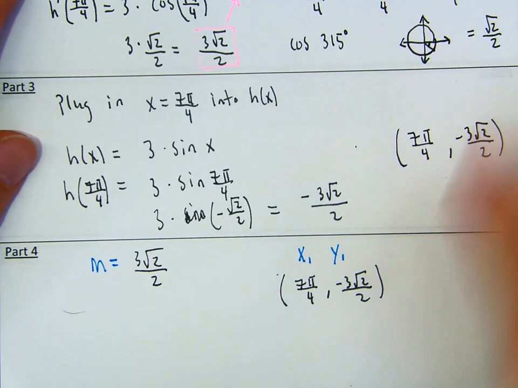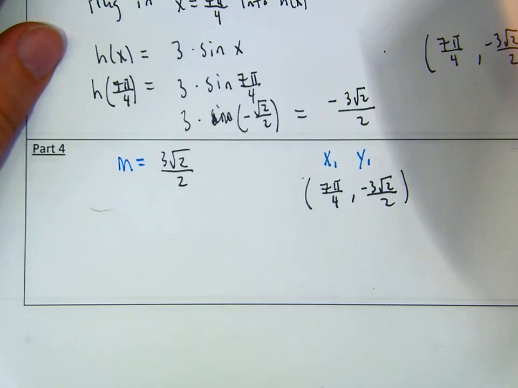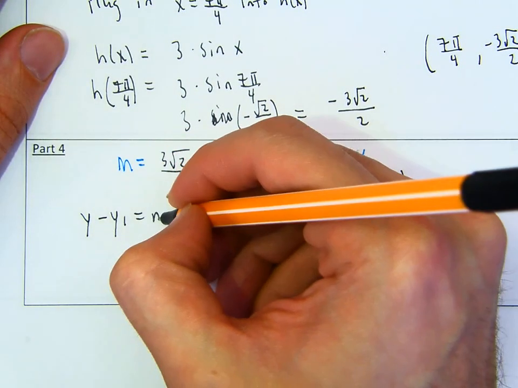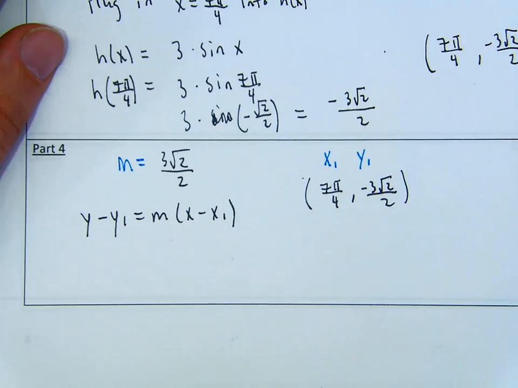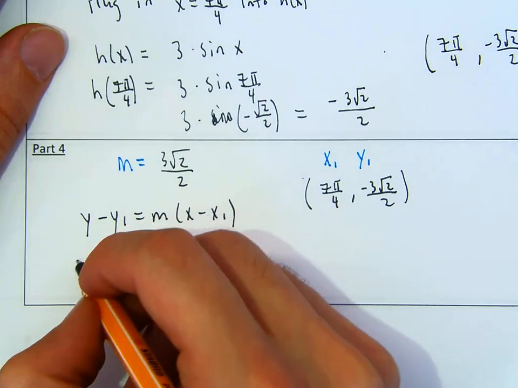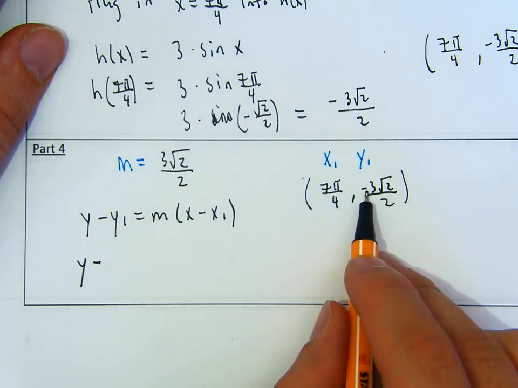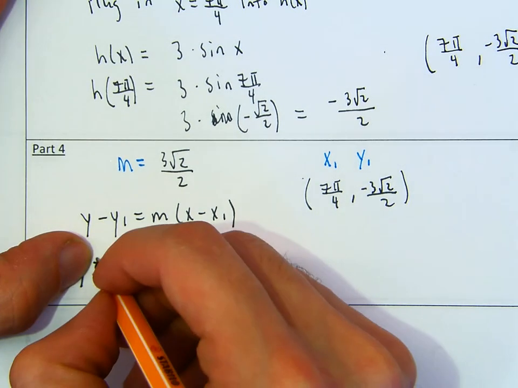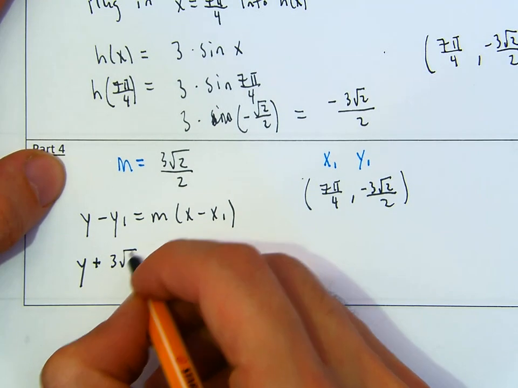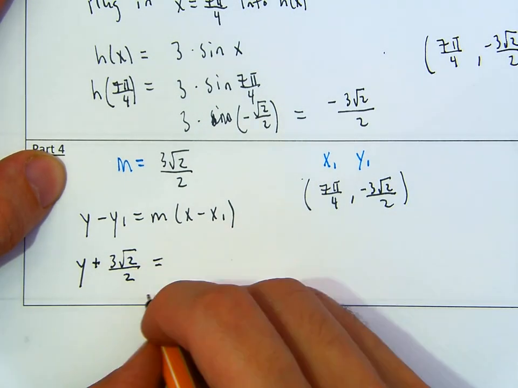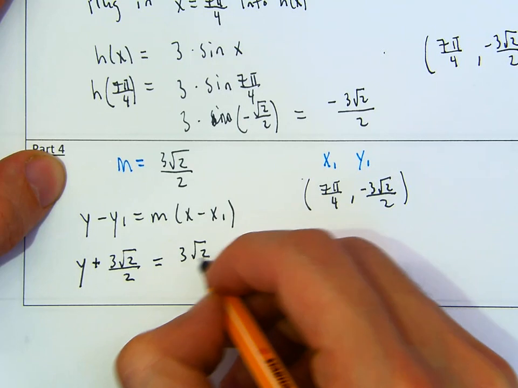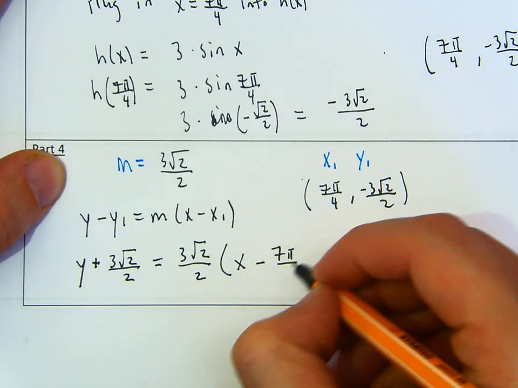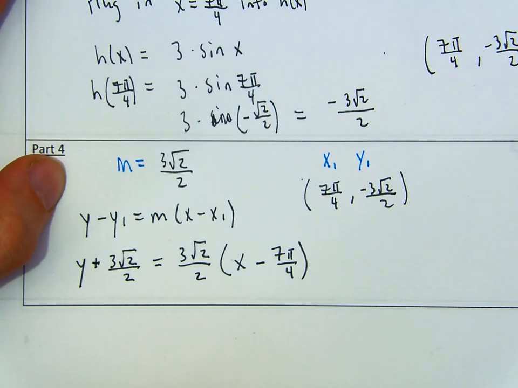And now we just need the point slope formula. And what is the point slope formula? It is y minus y sub 1 equals m times x minus x sub 1. Okay? And we just substitute everything in. So this is y minus a negative, since the original y value is negative, so this becomes y plus 3 radical 2 over 2 equals 3 radical 2 over 2 times x minus 7 pi over 4. Bam. And this is it.